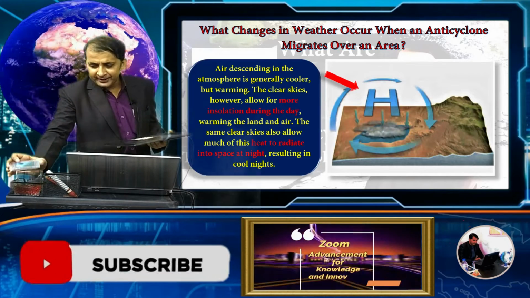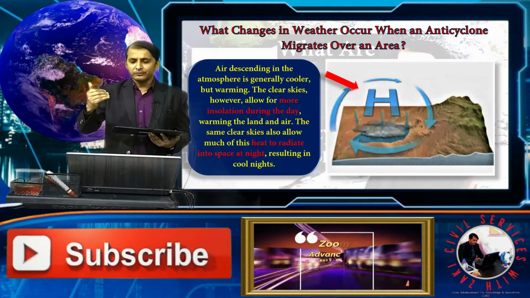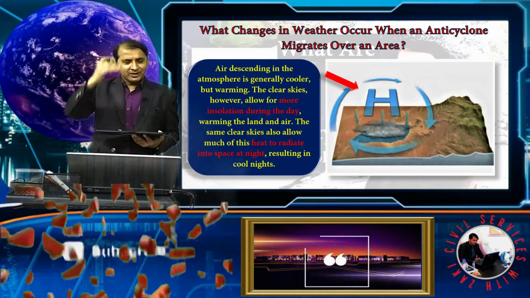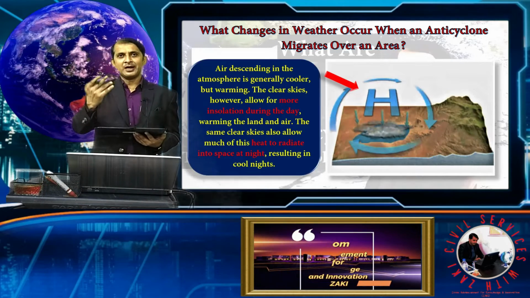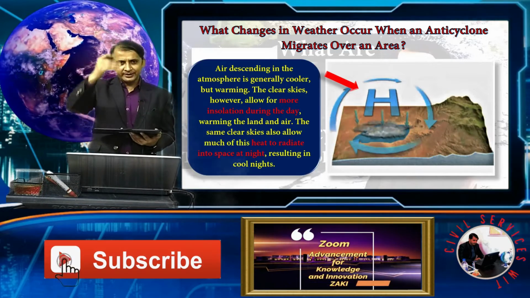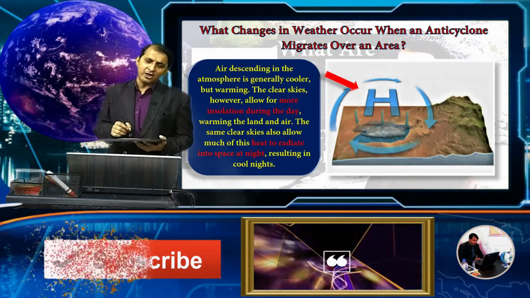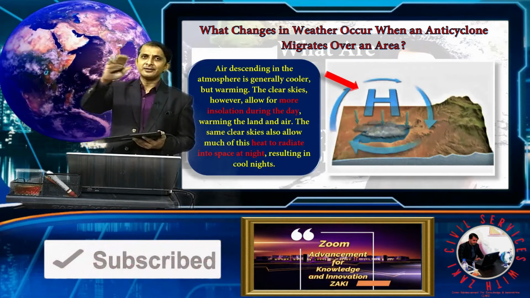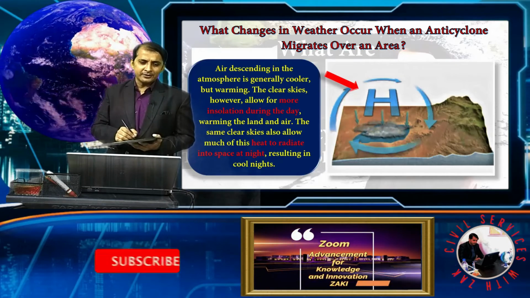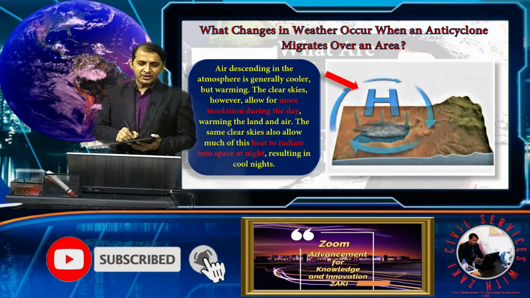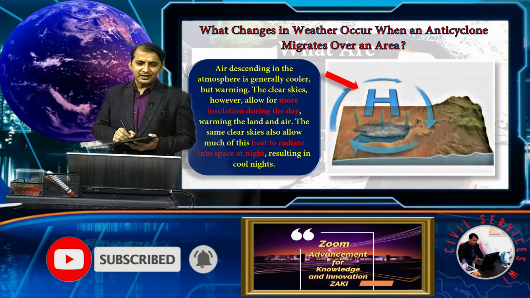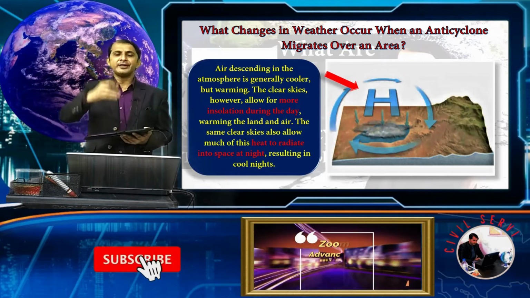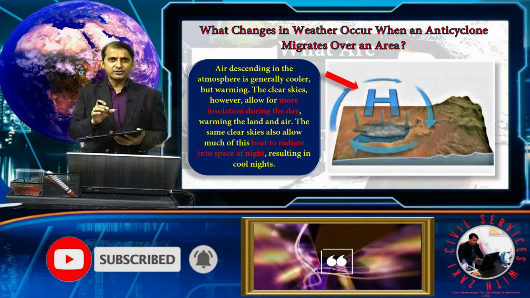As you know, air descending in the atmosphere is generally cooler, but it is warming because of adiabatic changes, so the air warms. The clear sky, near the anticyclone area, the sky is very clear. So it allows for more insolation during the day, warming the land and the air. Clear sky allows more insolation during the day, meaning solar insolation.